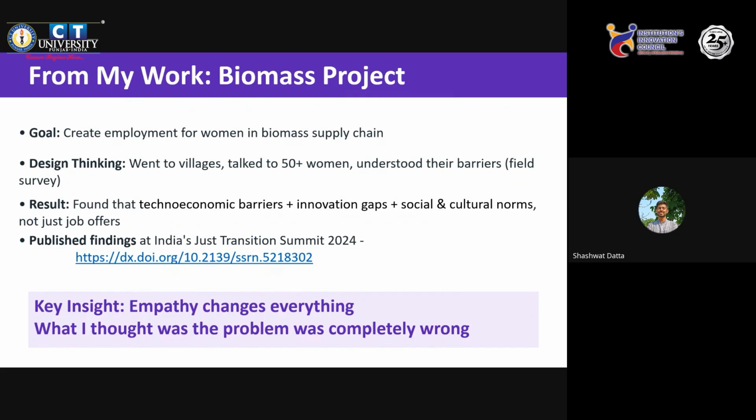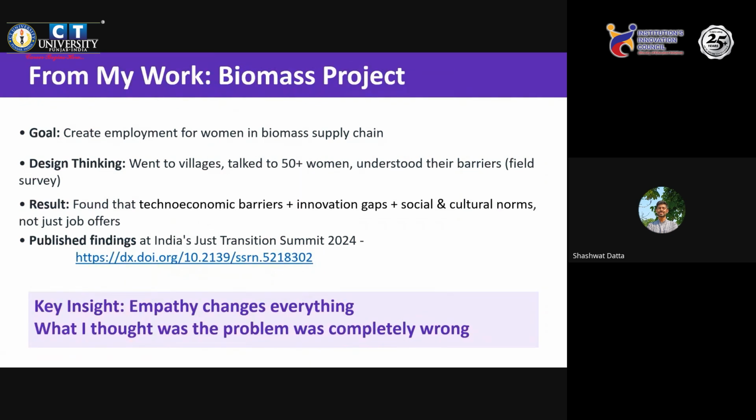But when I used the design thinking approach instead, I went to villages and did field surveys. I talked to multiple women, not just in a formal survey setting. I sat with them, asked them what their problems are, and I found out that my assumptions were completely wrong. Women didn't just want jobs; they wanted jobs with flexibility, where they can manage household and childcare support along with it. If I had gone by what I thought, it would have been a completely different approach.